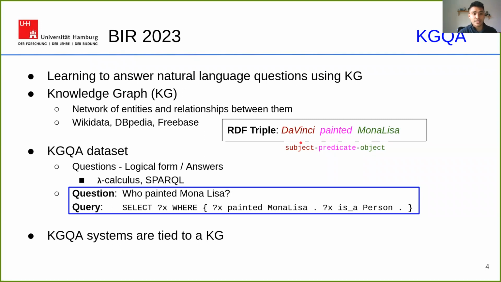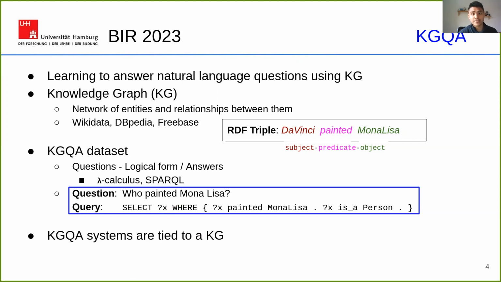Another key component of KGQA is the KGQA dataset. KGQA datasets are pairs of questions and logical forms. This logical form can be lambda calculus or SPARQL, which can be executed against a knowledge graph to extract the answers. The dataset might also sometimes contain the answers themselves instead of the logical forms. Here's an example of a question in natural language and the corresponding SPARQL query for the given question.